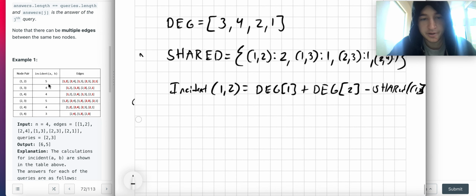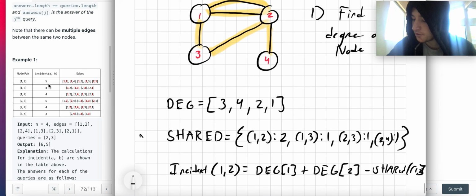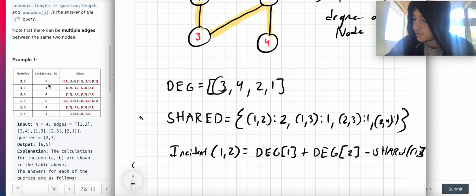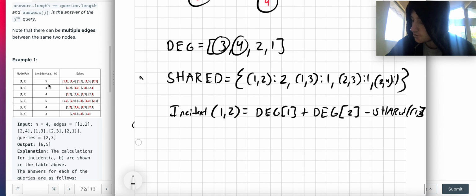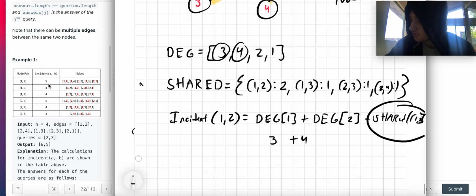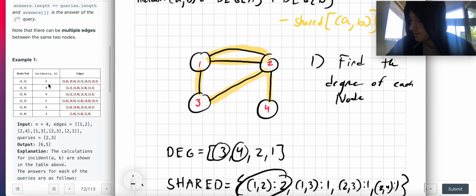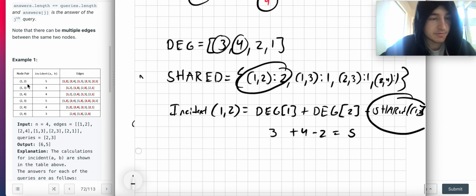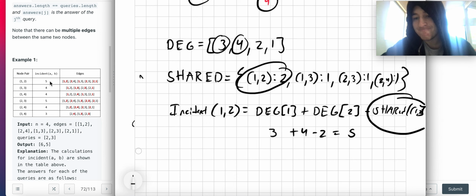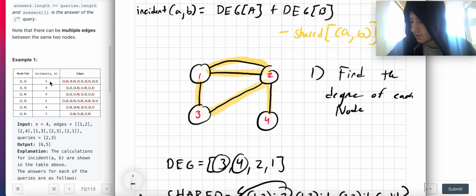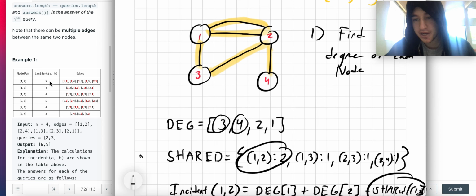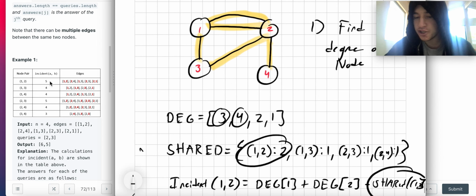So I got a little sloppy there at the end. So what's the degree of 1 and the degree of 2? Well, the degree of 1 is 3. The degree of 2 is 4. So that's 3 plus 4. And then the shared between 1 and 2 is 2. So that equals 3 plus 4 minus 2. 7 minus 2 is 5. So is the incident of 1, 2, 5? Incident 1, 2, 5.